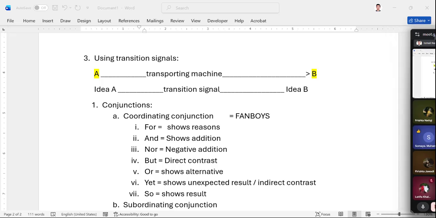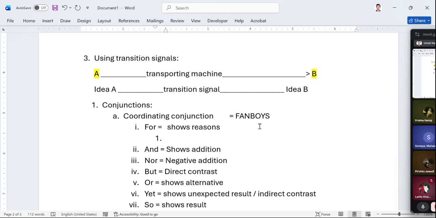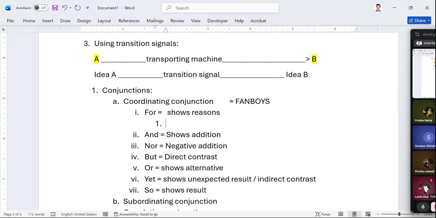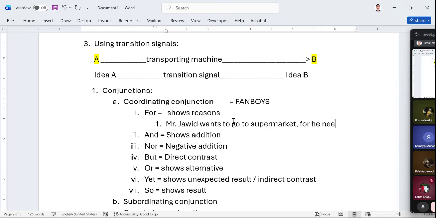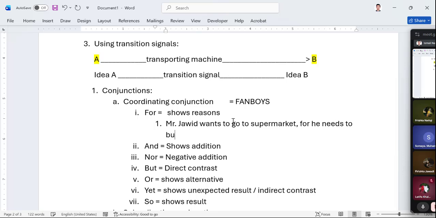Okay, so let's go ahead. I will shortly make a sentence for each of the seven of them. For "for", I may say, Mr. Javed, if you have the idea, Mr. Javed wants to, for example, go to the supermarket, and then we use a comma, we say "for he needs to buy something for dinner."